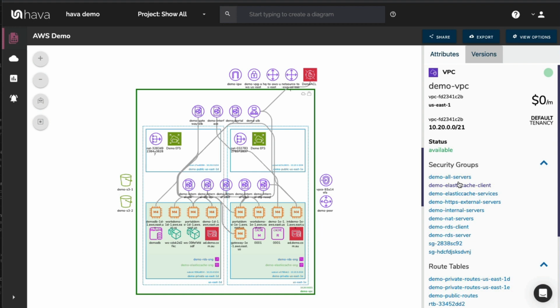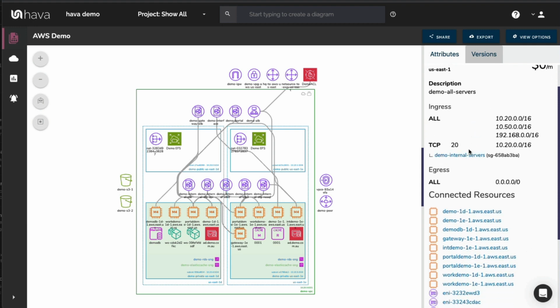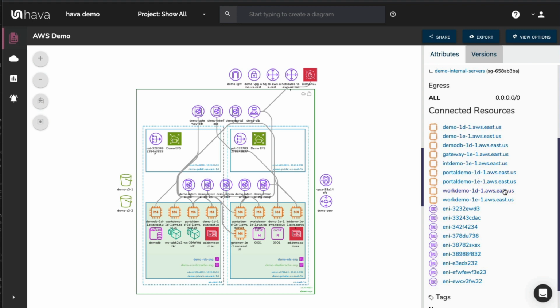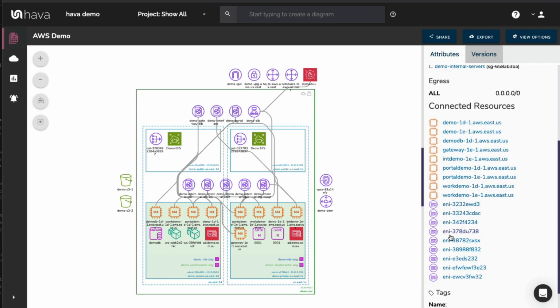Okay, if we look at a security group, again we've got the information pulled in, letting you know the ingress and egress points of that group, and then the connected resources, both visualized. So here we've got EC2 instances that are on the diagram, but then we've got network interface cards that aren't. Another way that Hava diagrams stay reasonably clean and readable is that the second tier resources aren't visualized.